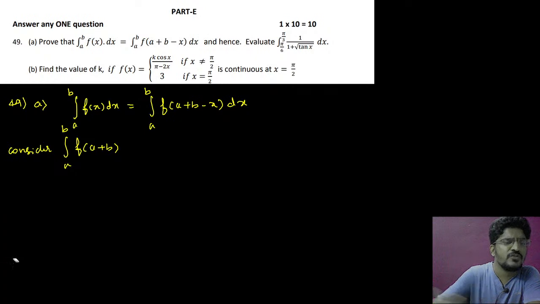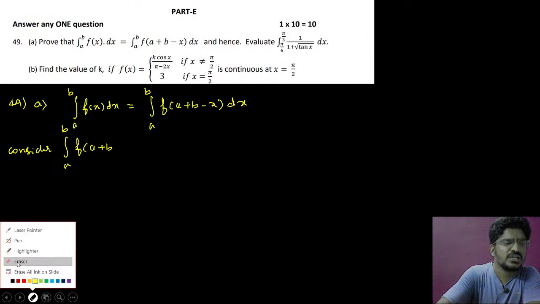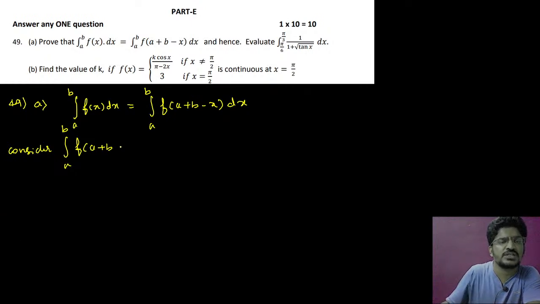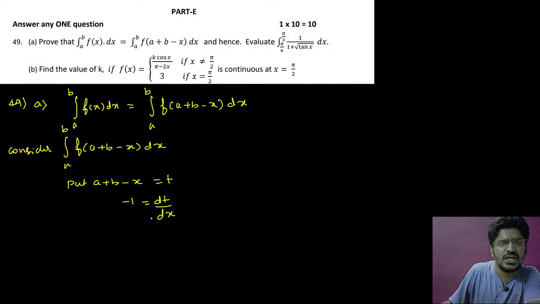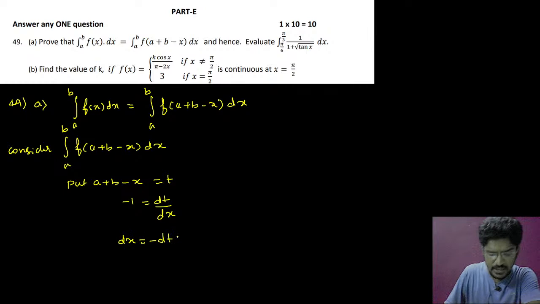Here I will put a plus b minus x as t. Now differentiation on both sides. Differentiation of a will be 0, differentiation of b will be 0, differentiation of minus x will be minus 1, and this will be dt divided by dx. Therefore you can write it as dx equal to minus dt.